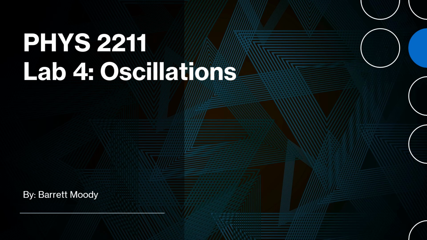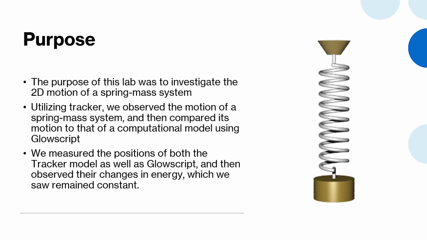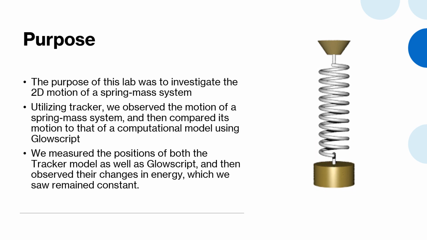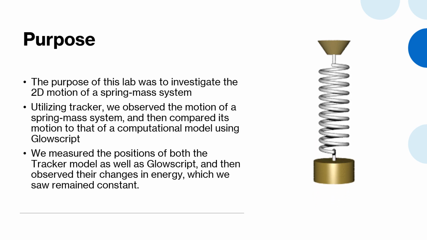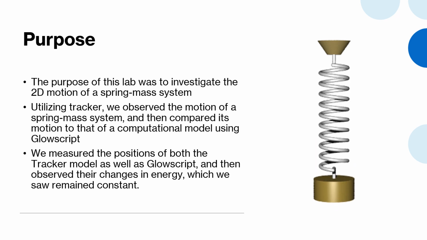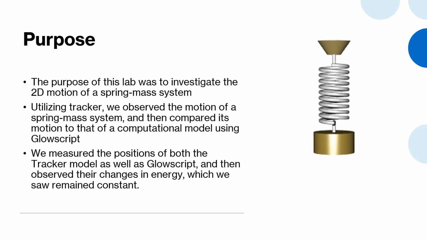I'm in Physics 2211, and this is my fourth lab, oscillations. So the purpose of this lab was to investigate the 2D motion of a spring mass system. So it's moving in both the X and the Y direction, unlike the image on the right, which is only moving in the Y direction.